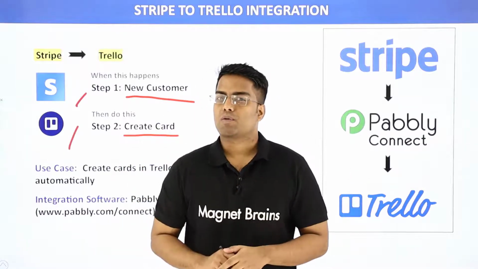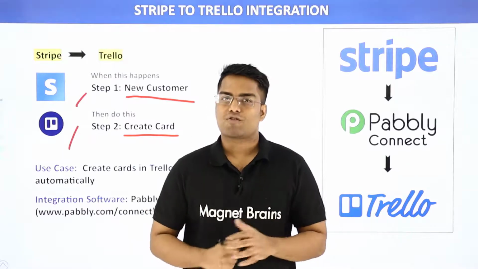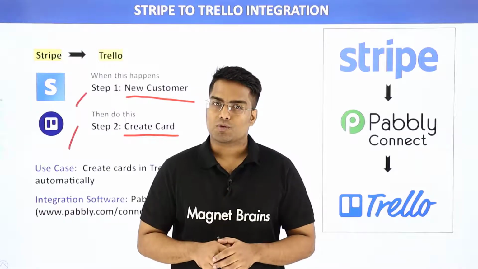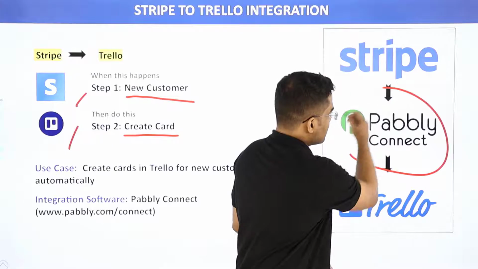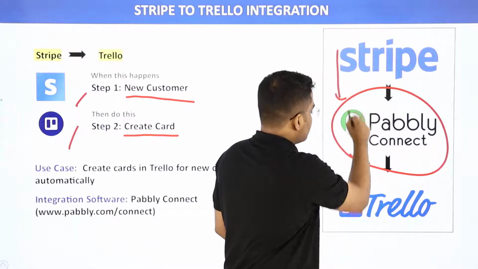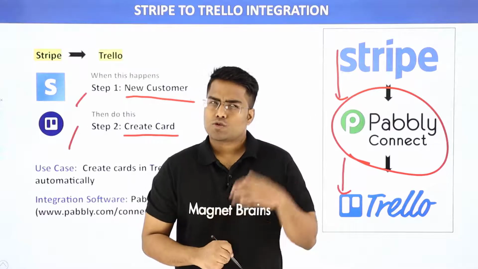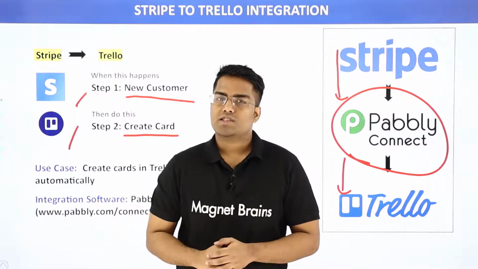But there is one minor problem. Stripe and Trello are two different applications. Hence, there is no data flow between them. So in cases like these, we need to bring a third app to connect them both. So in this video, we will use Pabbly Connect to integrate Stripe and Trello. And the best part of using Pabbly Connect is there is no need for coding skills or programming language. It can be done in 2 easy steps.